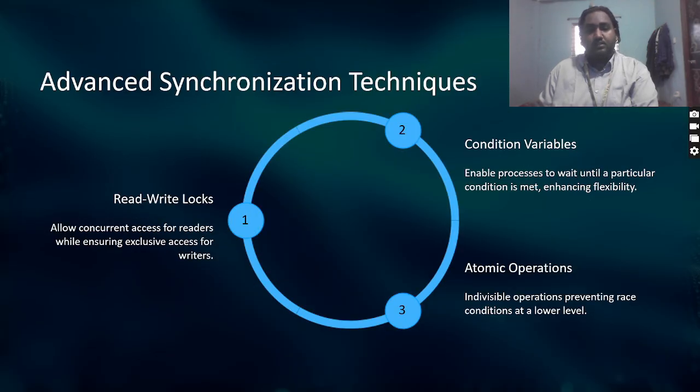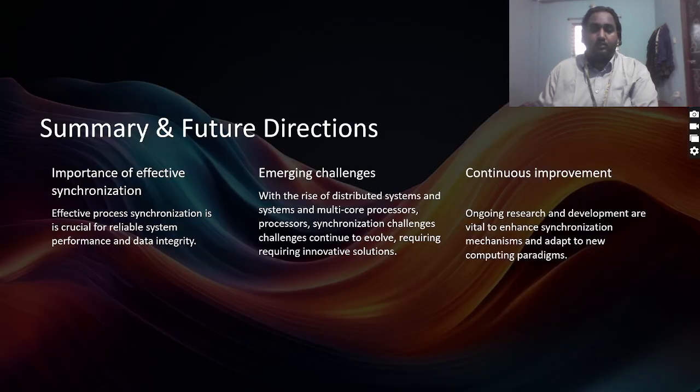Advanced synchronization techniques. Read-write locks allow concurrent access for readers while ensuring exclusive access for writers. Condition variables enable processes to wait until a particular condition is met, enhancing flexibility. Atomic operations are uninterruptible operations preventing race conditions at a lower level.